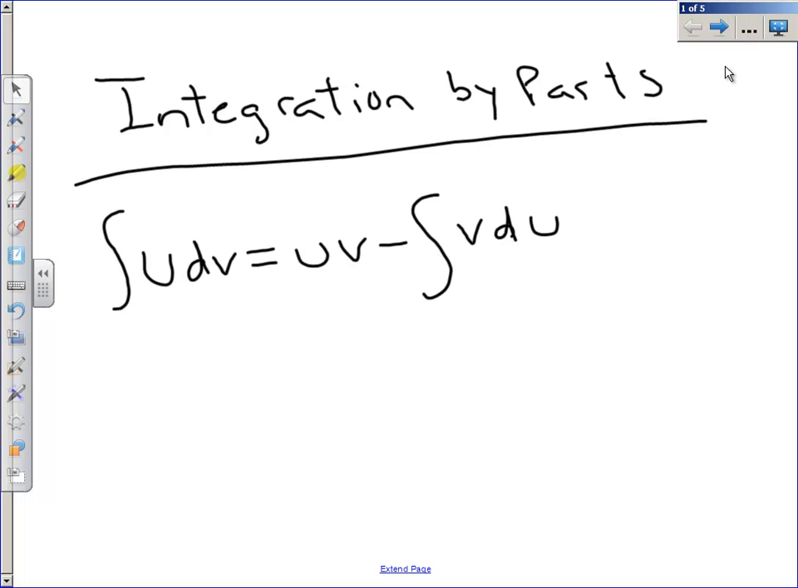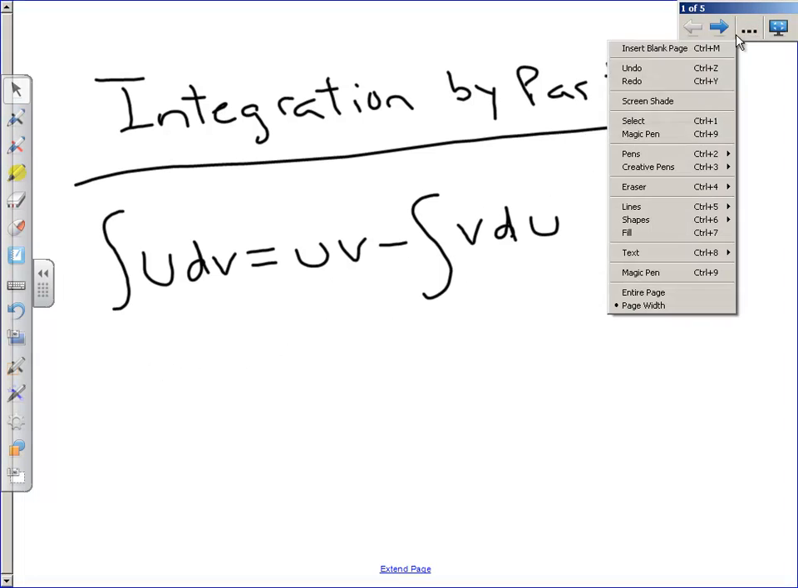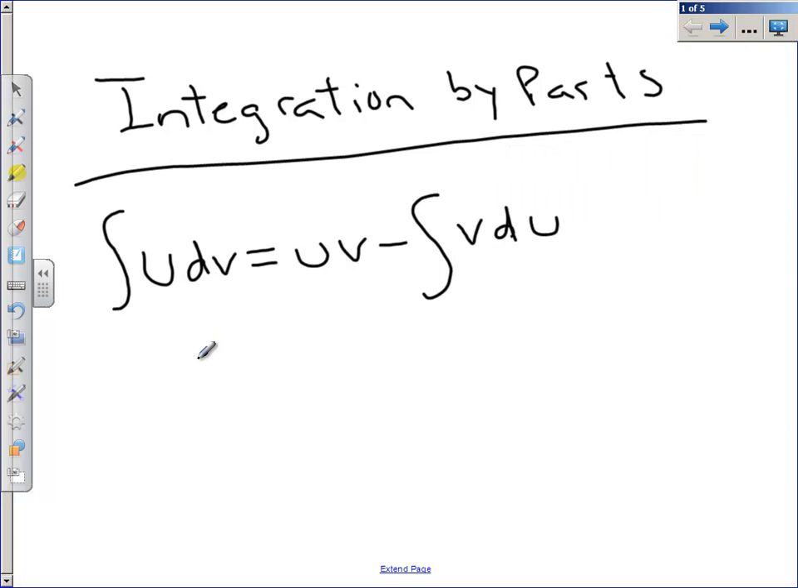There's a lot of u's and v's, and it looks sort of interesting, I guess would be the word. But there's one extra thing I want to teach you, and that is how you're going to choose which function is u and which function is dv. I want you to remember the word LIPET, L-I-P-E-T. LIPET is going to be, in order from left to right, what you should pick for your u.